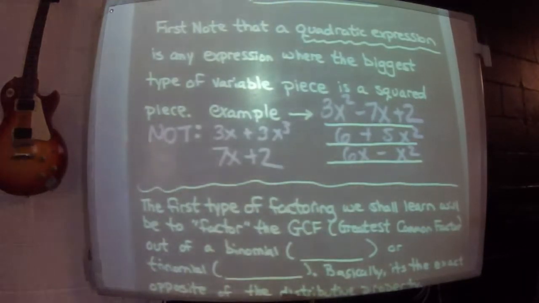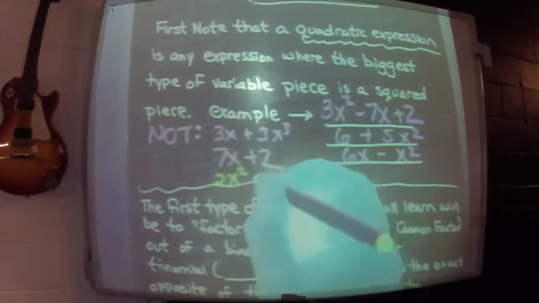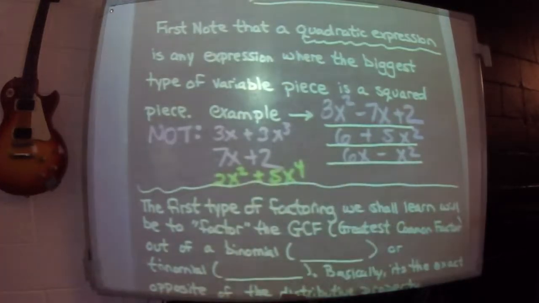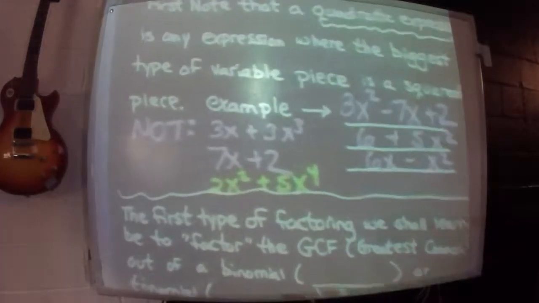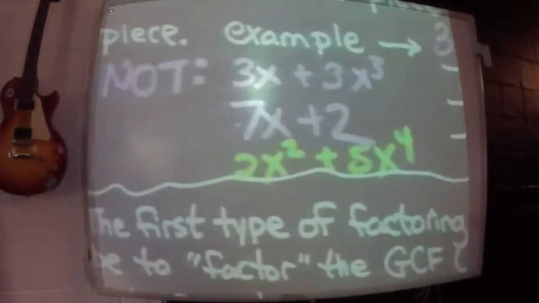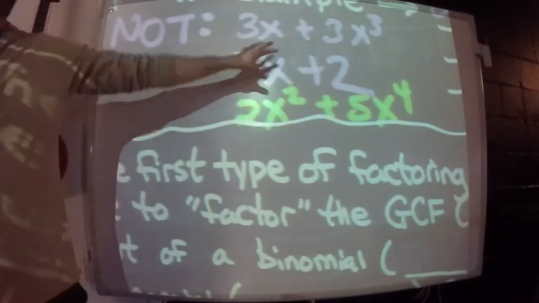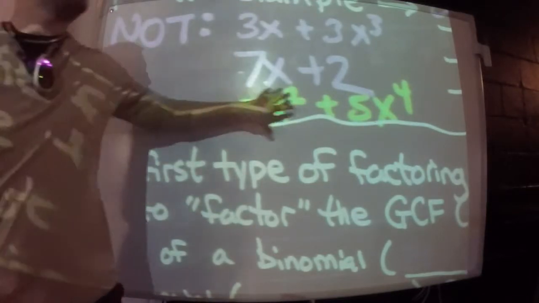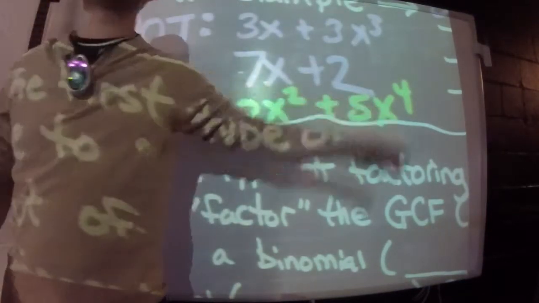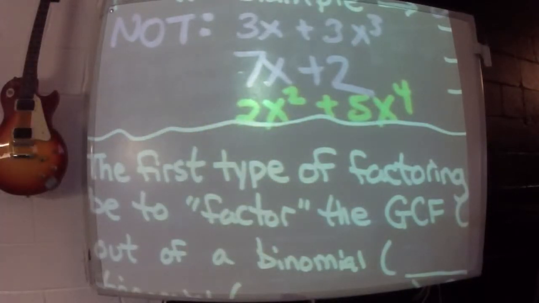So if you have the squared piece, say you got 2x squared, then you can't go 5x to the 4th. So here's some nots. You got some good ones and then some nots. 3x plus 3x to the cube. No. Or 7x plus 2. It's missing the x squared. Or 2x squared plus 5x to the 4th. It was good, but the x to the 4th ruined it. So it's not quadratic. So when we talk over the next few months about what something quadratic is, you need to understand I'm talking about something in algebra where you've got an x squared piece, and you don't have any x cubeds, x to the 4ths, or x to the 5ths. But you got to have the x squared piece.